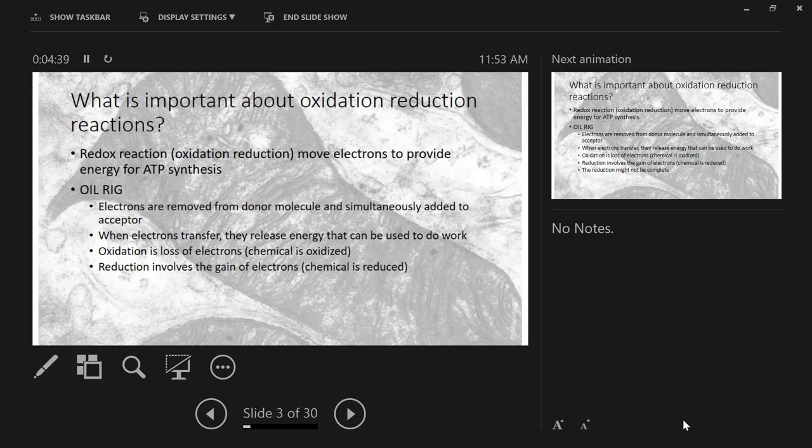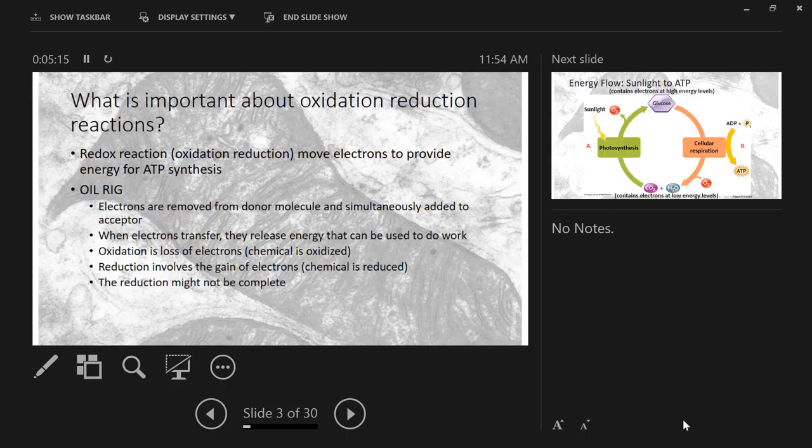Reduction is the gain of electrons, so if something gains electrons, we say that it has been reduced, which is fun to me, that in the midst of something gaining something, we call it reduced. Is that fun for you? That's fun for me because it doesn't make a lot of sense. But that's why it's so wonderful. Sometimes things are memorable because they don't make a lot of sense, like the ridiculous videos we watch on YouTube, right?